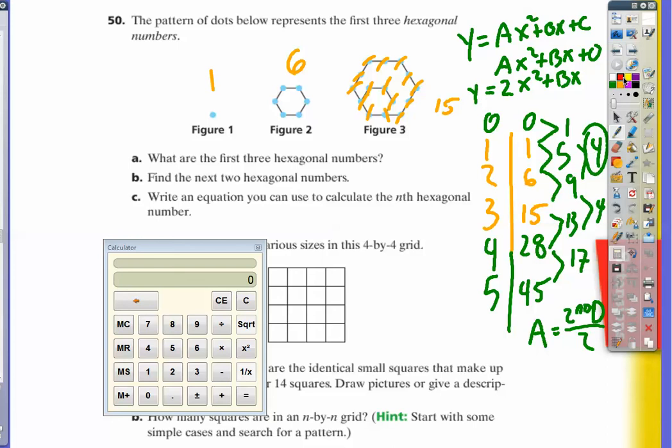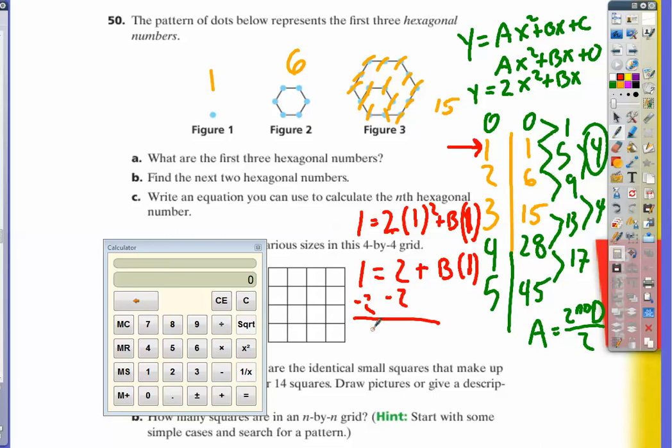So let's say we have 0 comma 0, which is not going to help me find b. Let's plug in 1. So I know that, because I'm plugging in this point, y is 1, which is equal to 2 times 1 squared plus something times 1. Well, 1 squared is 1, so 2 times 1 is 2. So 1 is equal to 2 plus some value times 1. Well, what's b? Minus 2 minus 2. So negative 1 is equal to b. So my b value is negative 1.